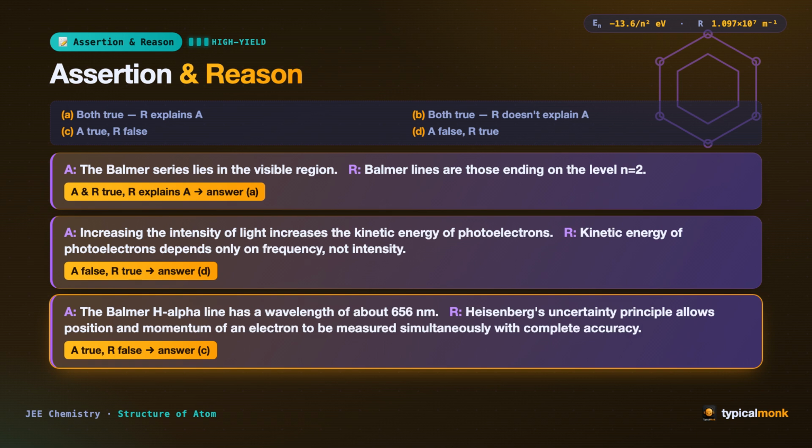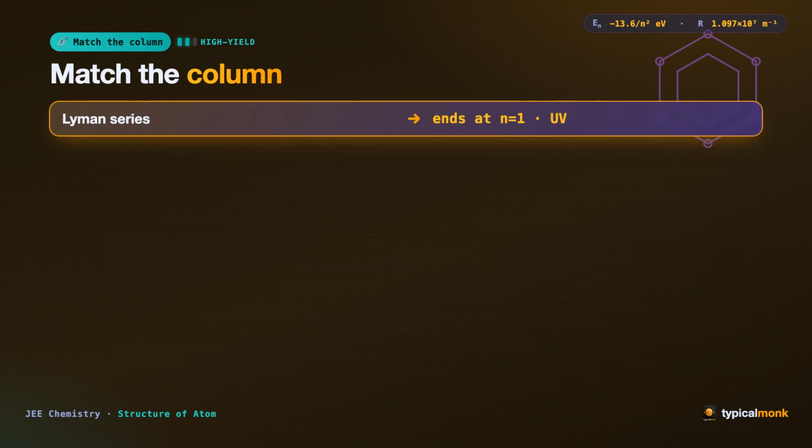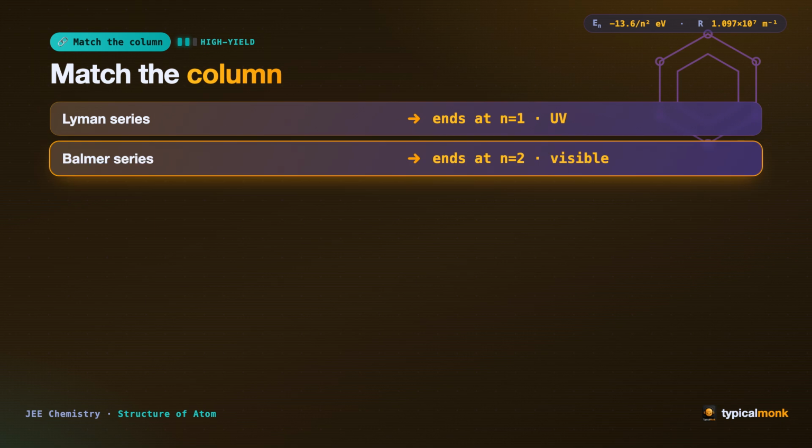A true first line, and the reason that quietly reverses the actual rule. A quick match now. Say each answer aloud before I reveal it. The Lyman series. It ends on the first level, and its light is ultraviolet. The Balmer series. It ends on the second level, and its light is visible.